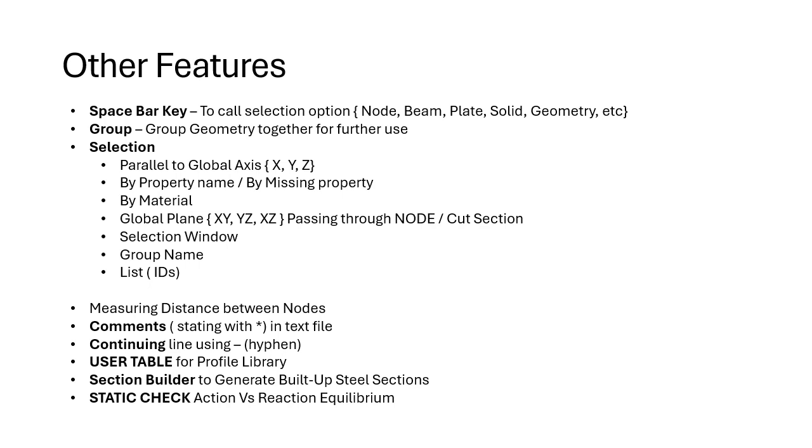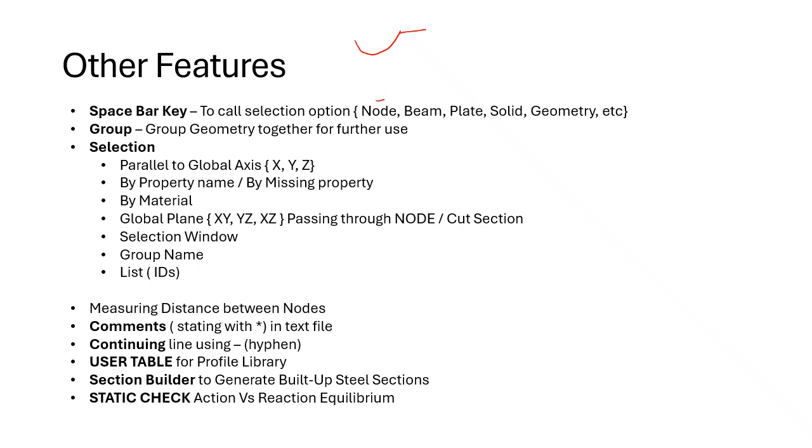So this is the last slide. What other things are available? There is a space bar key. Once you press the space bar key, it is like a genie and a lamp: you touch the lamp and the genie will come and ask, how can I support you? Same way, you press the space bar key and it will pop up with options.